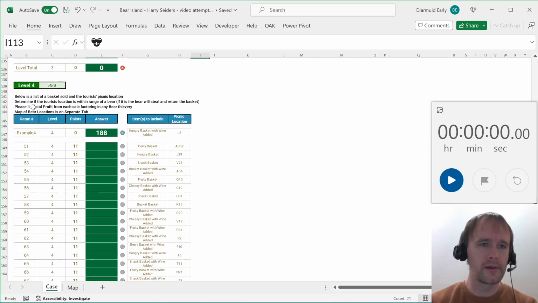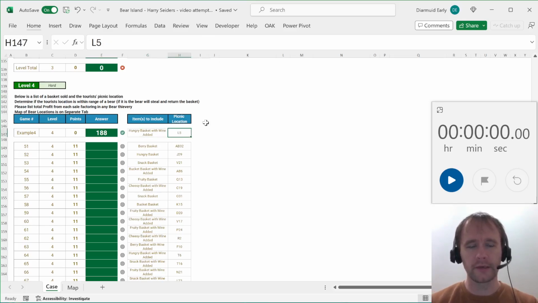And then level 4, below is a list of a basket sold and the tourist's picnic location. So you sell a hungry basket with wine at location L5. The map of, so determine if the tourist location is within the range of a bear. If it is, the bear will steal and return the basket. Figure out the total profit for each sale, factoring in any bear thievery, and the map of the bear locations is on a separate tab.